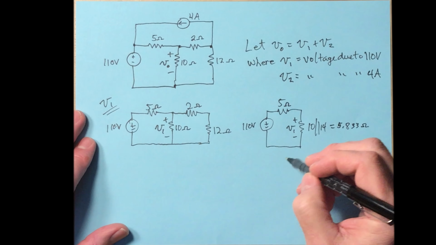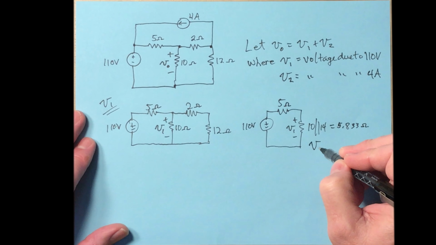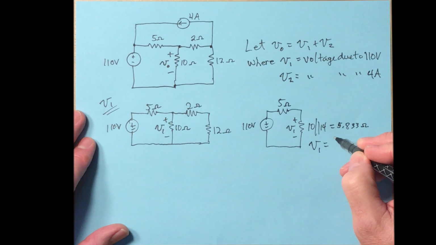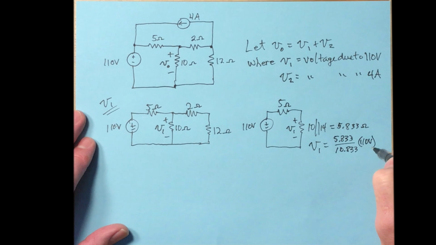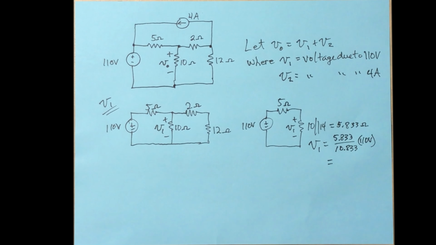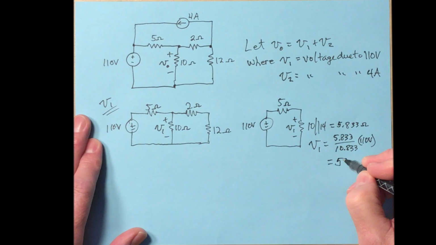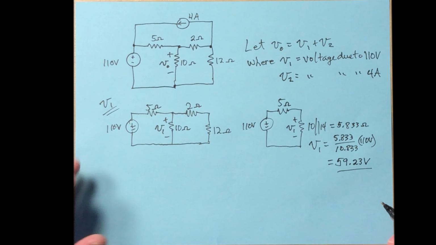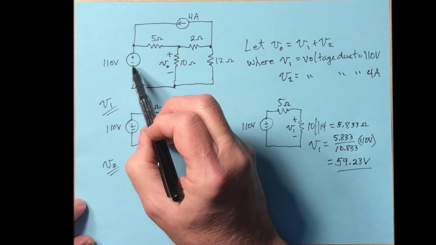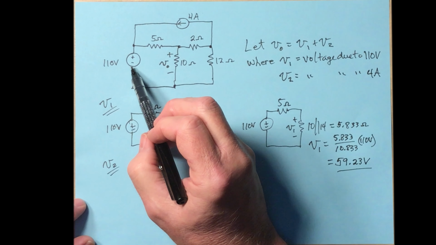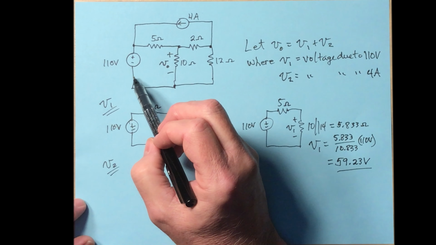Now that we've got that, V1 is pretty straightforward. V1 is 5.833 divided by 10.833 of 110 volts. And when we do that computation, 59.23 volts. Okay, so there's our V1 value. Now let's do V2. And for V2, we're going to disable the 110 volt source, so we're going to replace it with a piece of wire.